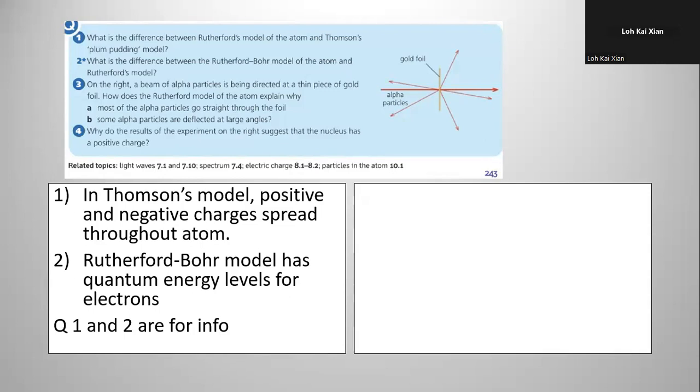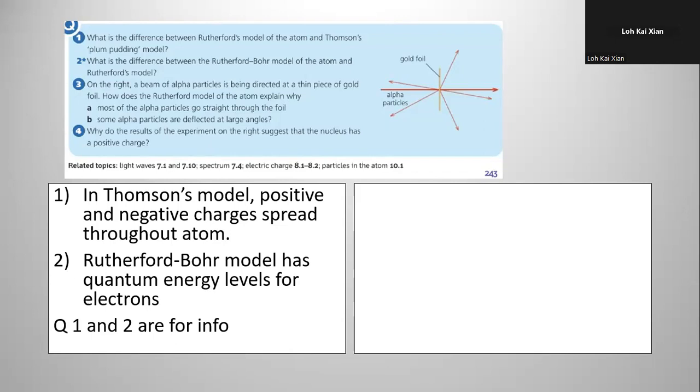Isn't it like that? Because some of the alpha particles just bounce off from the nucleus, right? No, the nucleus is very small. The nucleus is in an atom, and it is very small. So most of the alpha particles will have missed it. It doesn't come under the influence of the positive nucleus. So that's why it goes straight through.